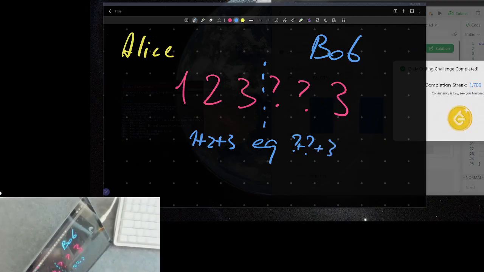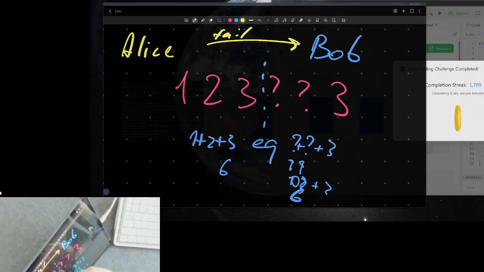So Bob wants to place some numbers and make them equal 6, for example, 1 2, or 0 3 plus 3 equals 6. Alice wants the opposite. She wants Bob to fail, basically make them not equal.